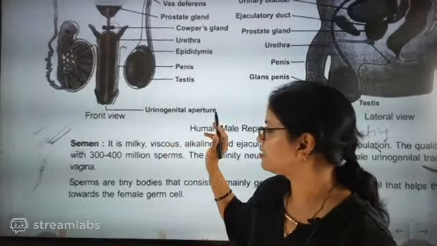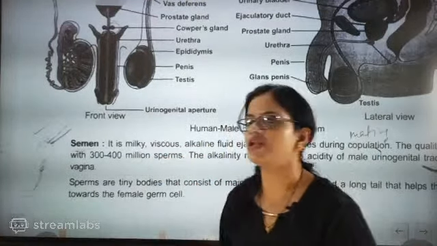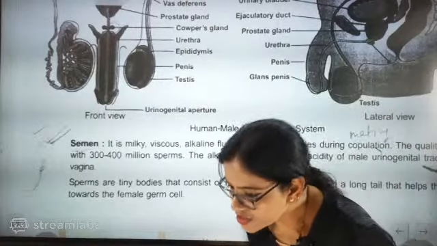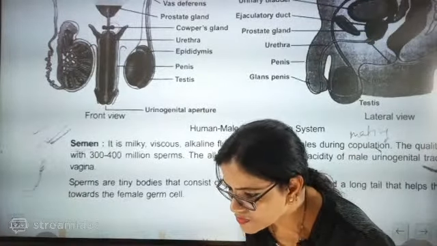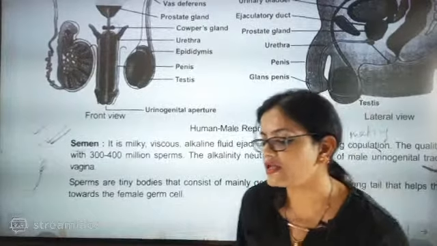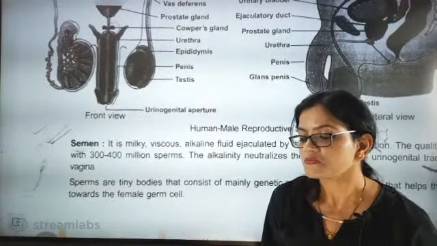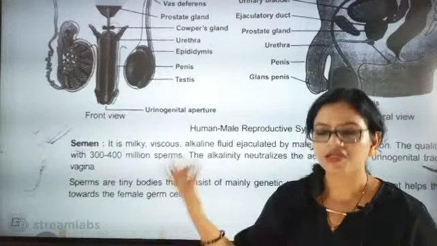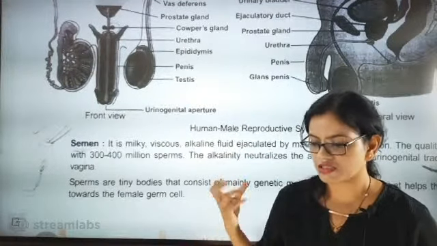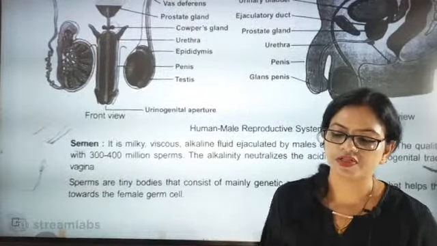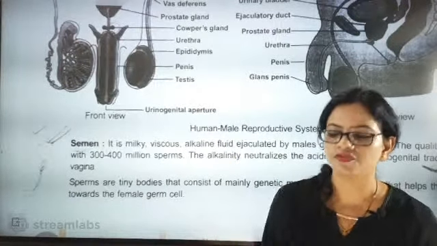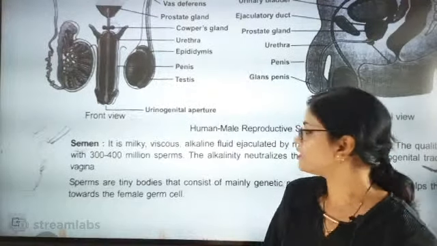Exactly 300 to 400 million sperms are there. So how many sperms at a time? Nourished and motile sperms are called semen. The sperm is mixed with the viscous fluid. The mixture of the sperm and the viscous fluid part is what is called semen.